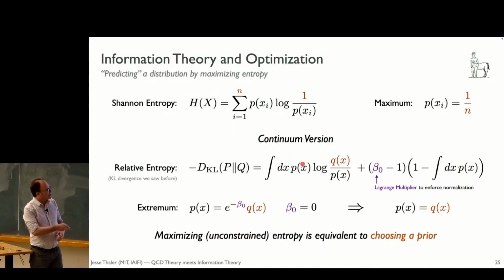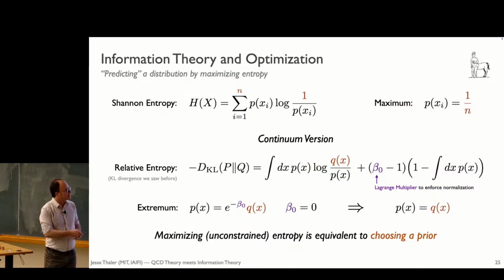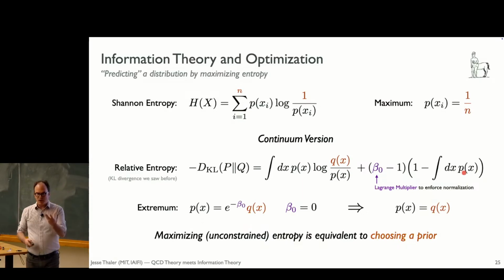And then I want to learn that P. If I do optimization with P unconstrained, then the thing blows up in my face. Instead, I want to make sure that P is normalized so that it's a proper probability distribution. I introduce a Lagrange multiplier to do that normalization. Then the extremum of this relative entropy, properly normalized, extremizing over P, is e to the minus beta naught times Q, and beta naught equals 0 when you solve the Lagrange multiplier. And that tells you that P equals Q.